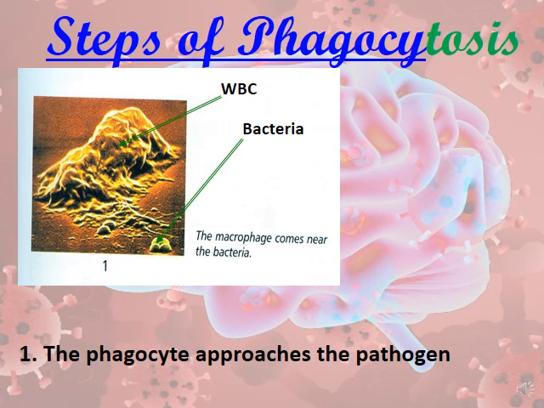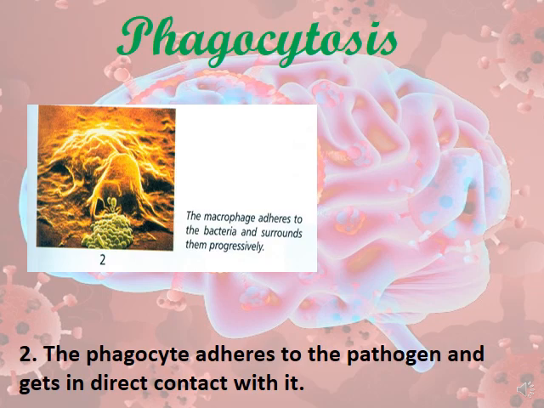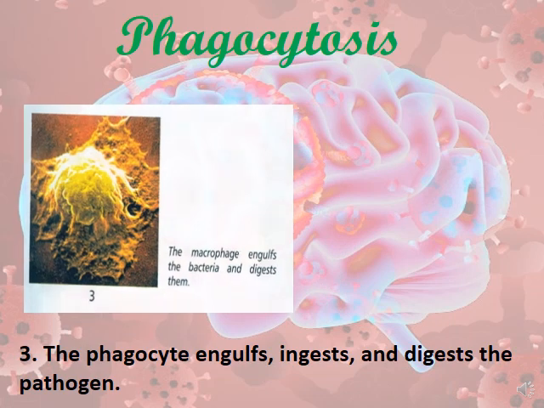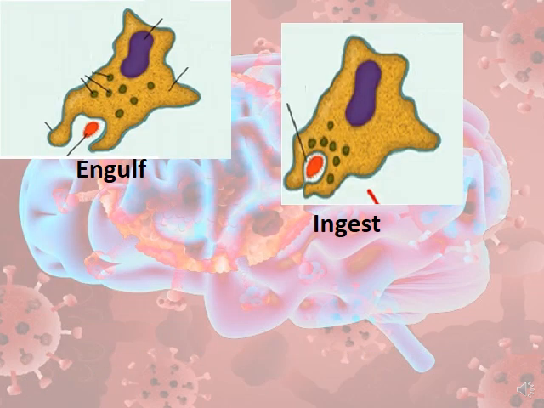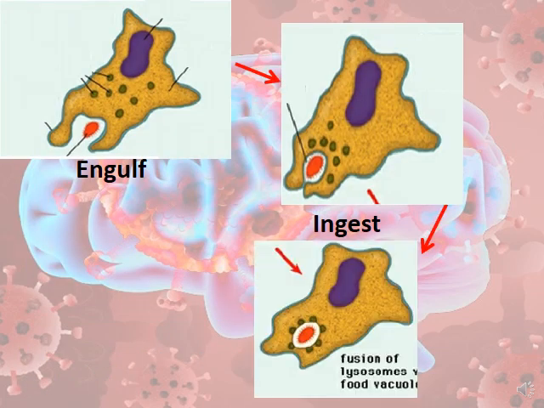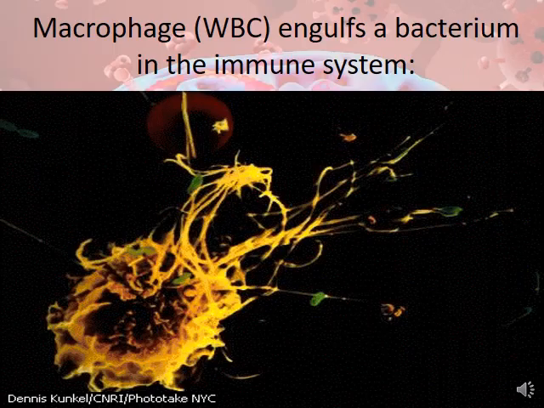So the steps of phagocytosis, you have to study these steps. The first step, the phagocytes approach toward the pathogen. Number two, the phagocytes adhere to the pathogen and get in direct contact with it. Number three, the phagocytes engulf, ingest, and digest the pathogen. Okay? So engulf, ingest, and finally digest the bacteria. And these are the different steps of the process of phagocytosis.